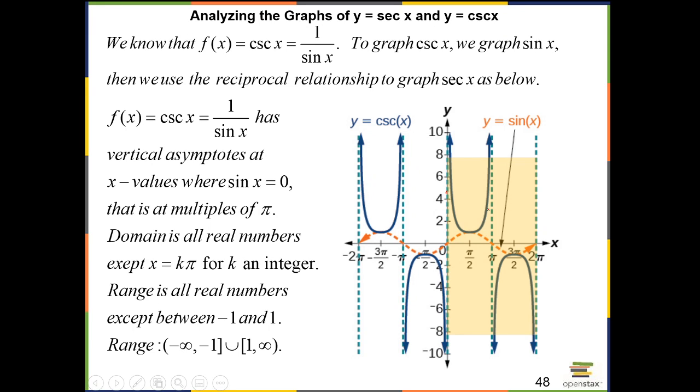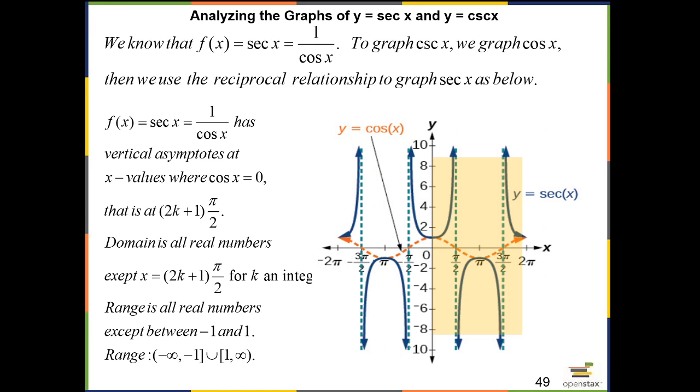Now, secant is the same kind of situation, except secant is 1 over cosine. So what we do is graph one cycle of cosine, as you see over here. One cycle in what?